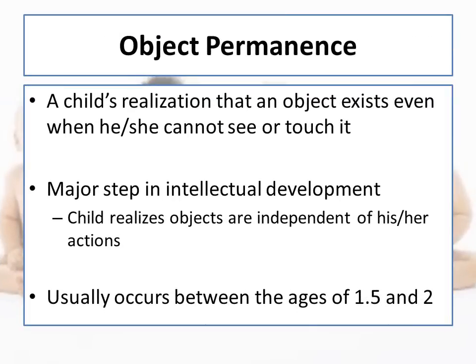Object permanence is a term used by Piaget to describe a child's realization that an object exists even when he or she cannot see or touch it. This represents a major step in intellectual development because a child realizes that objects are independent of his or her actions, and this usually occurs between the ages of 1.5 and 2.